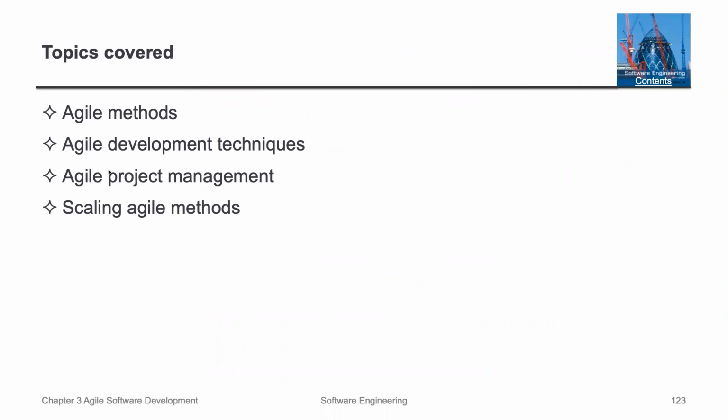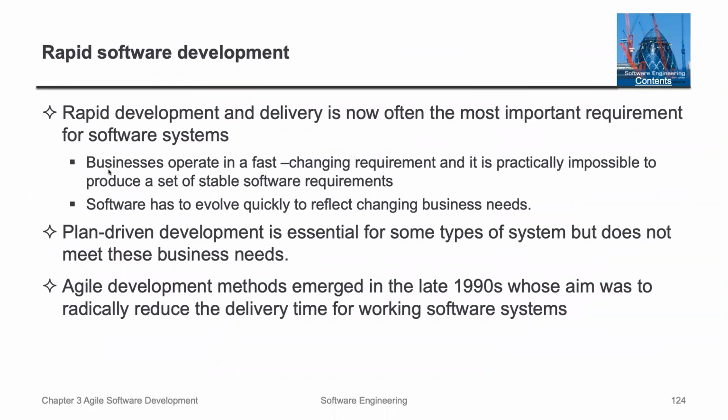So in terms of rapid software development, rapid development and delivery is now often the most important requirement for software systems. Businesses operate in a fast-changing environment with changing requirements, and it's practically impossible to produce a set of stable software requirements. Software has to evolve quickly to reflect changing business needs. And so plan-driven development is essential for some types of systems, but does not meet these business needs.